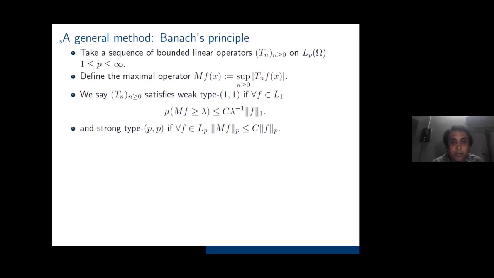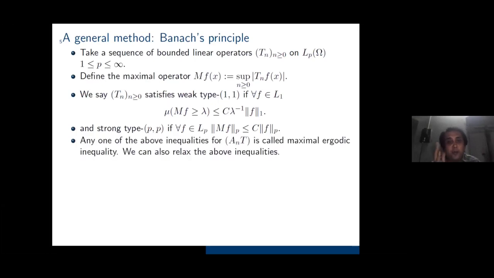Each time average A_n induces an operator from L^p to L^p, and it is easy to see that in most cases they are bounded operators. So if A_n satisfies this kind of inequality for some p, maybe for p equal to 1 it satisfies a weak type (1,1) inequality, or for some other p it satisfies a strong (p,p) inequality, whatever, we say that A_n satisfies a maximal ergodic inequality.